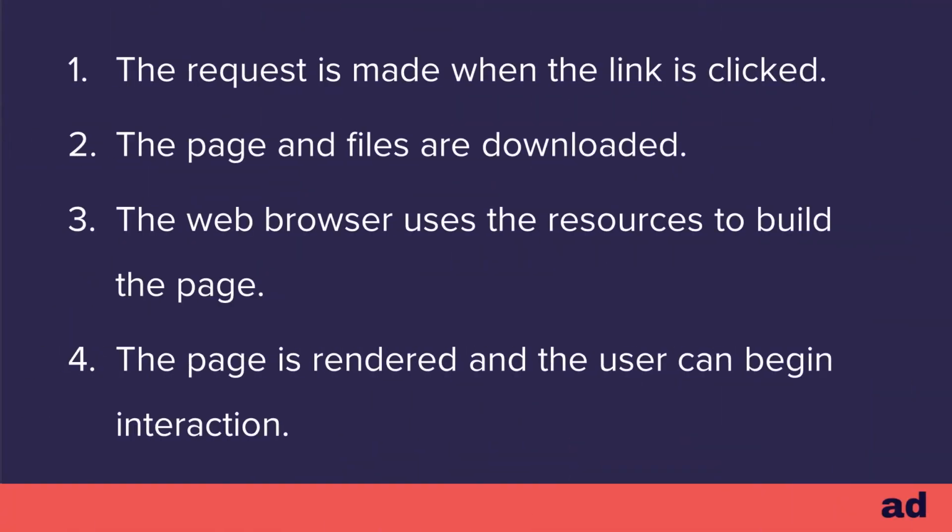So, when a web page is loading, what is actually happening? In really basic terms to begin with, there are 4 steps of the page load process. The first is the request being made when the link is clicked. Then, the page and the files that constitute it are downloaded before the web browser uses the page resources to build the page. Finally, the page is then rendered and the user can begin interacting with it. The 4 steps are referred to as the request, response, build, and render. But don't be fooled into thinking that these steps occur once and a page is built. Each step is performed several times before a page is loaded.